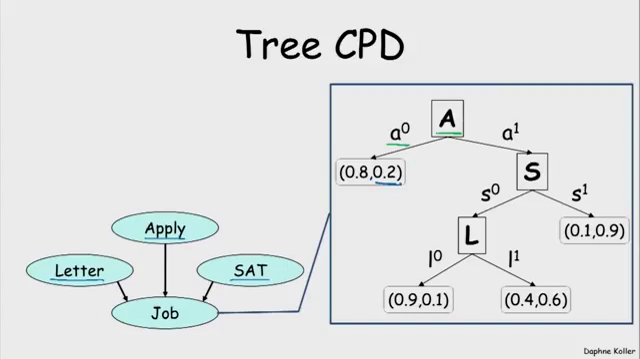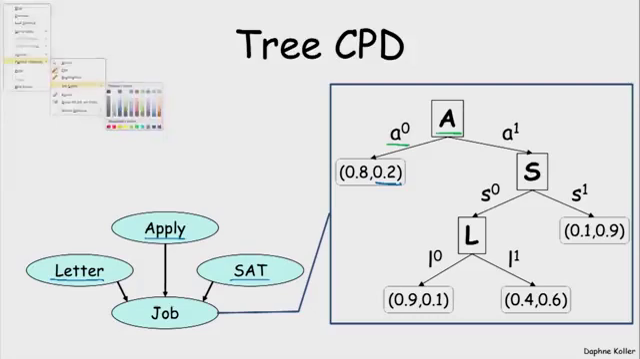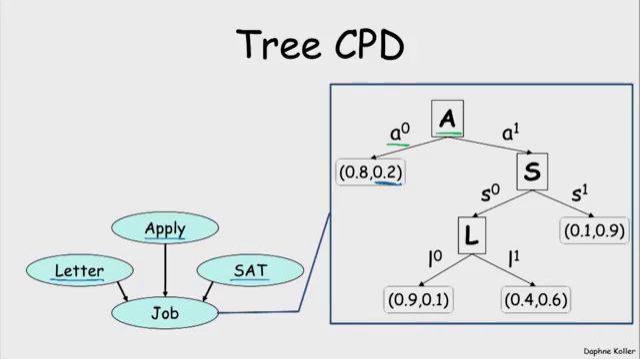And notice that the student, not having applied for the job, didn't submit either a recommendation letter or the SAT scores, which means that the student's job prospects don't depend in this scenario on either of these two variables. And so in all possible configurations of the S and L variables, the probability of the student getting a job is 0.2.